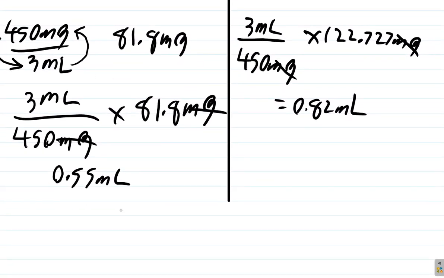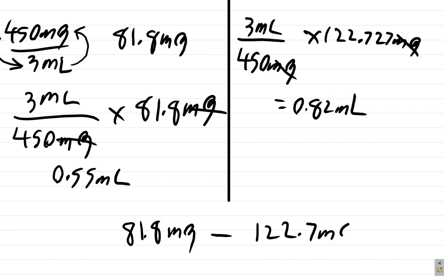Now here, what the doctor orders should be between 81.8 milligrams and 122.7 milligrams. If it's lower or higher, then you'd have to consult that doctor to discuss the dosage. But if it's between these values, then you can go ahead and calculate the amount in milliliters that you should administer to the patient.